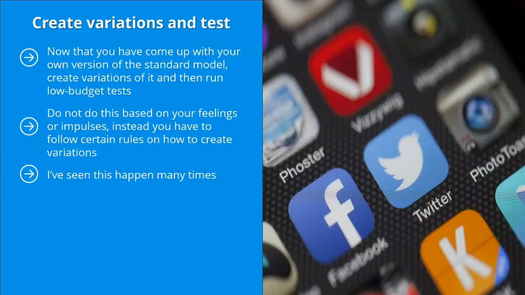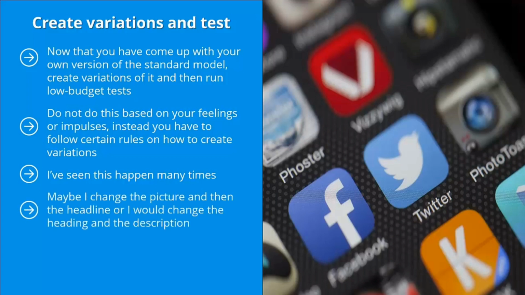I would take an ad and test it. I would notice that it's not getting that many clicks, so I'd change half of the ad. Maybe I changed the picture and then the headline, or I would change the heading and the description. Whatever the case may be, I would change half of the ad, and sure enough, it would improve. But when I try to improve things again by changing the other half of the ad, it falls apart.